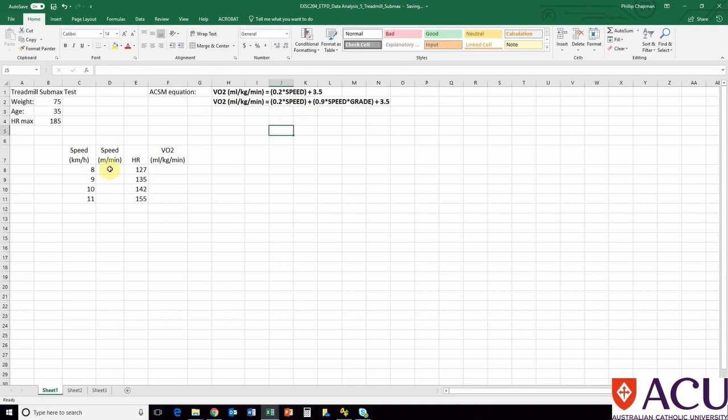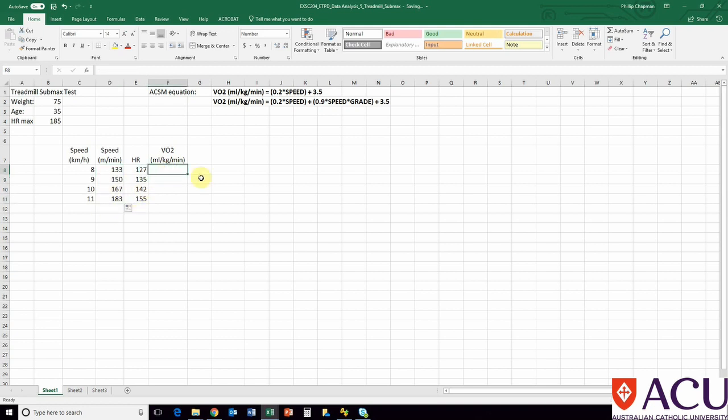So we need to calculate meters per minute because that is our speed. So how do we do that? Well, we know that this is kilometers per hour. We need to convert that to meters per minute. So we know that there are 1,000 meters in a kilometer, so times 1,000 divided by 60 minutes in 1 hour. And that's 133 meters per minute. Fill that down, and that gives you the speeds in meters per minute.